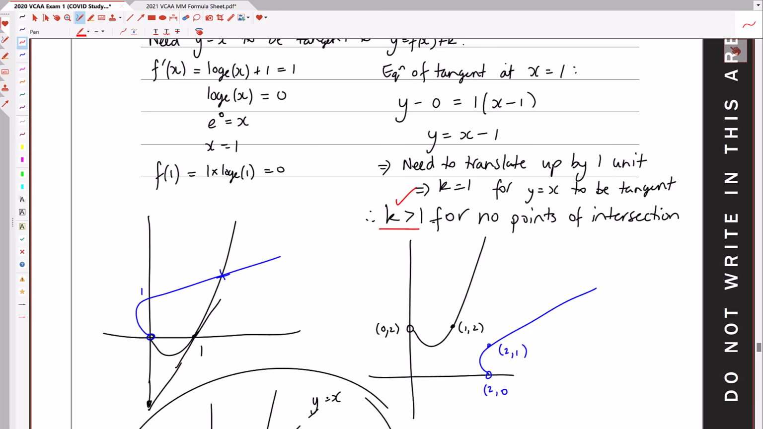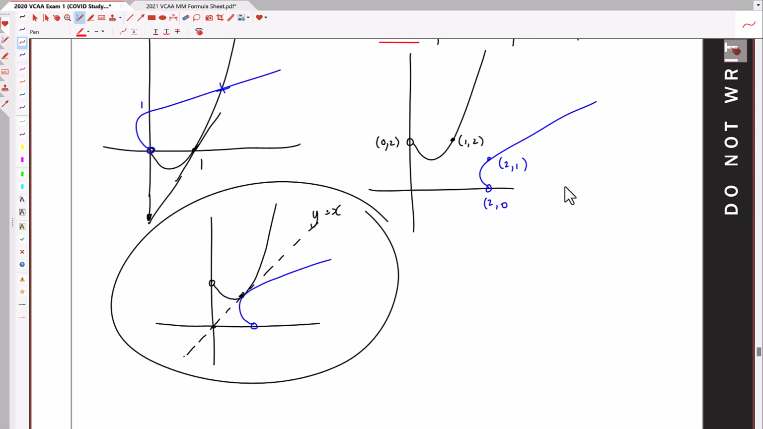I'm sure this isn't the only way to go about it, but it's this thinking about how they're going to just touch once when y equals x is tangent to both of them. That happens when we translate up by 1, and so if k is bigger than 1 and we translate up by more than that, the two graphs are not going to intersect at all.